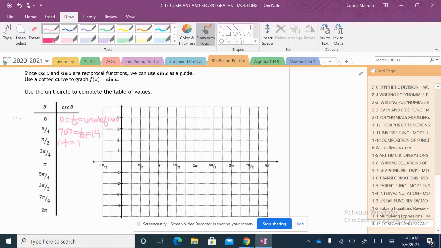And then we have 3 pi over 4, which is 0.707. That's the sine, but we flip it around. So it'll be 1 divided by 0.707, which gives us 1.4 as well. At pi, we're going to have another undefined because sine is equal to 0, but we flip it around for cosecant, and that gives us 1 over 0, so it is undefined. Then 5 pi over 4 is going to give us negative 1.4. Then negative 1, and negative 1.4 again, and then it goes back to undefined.